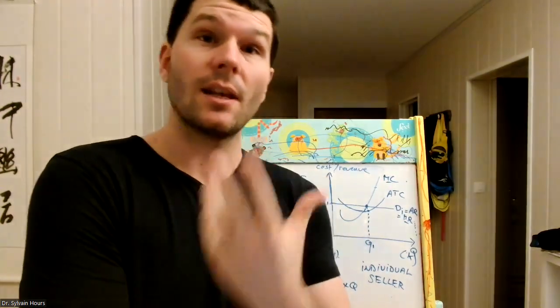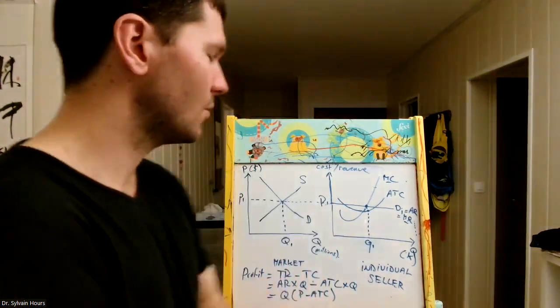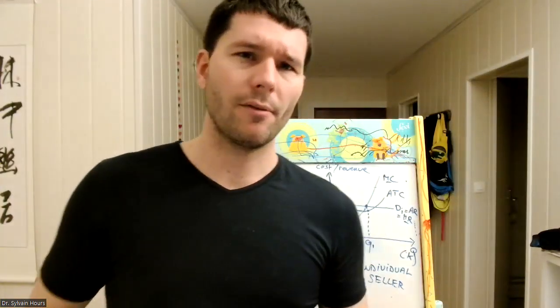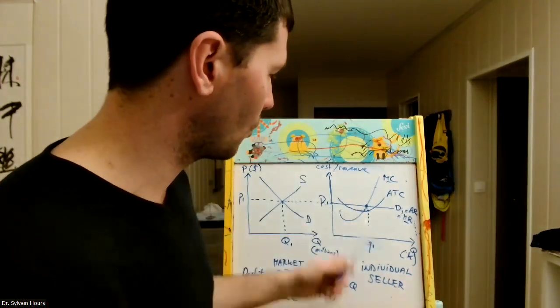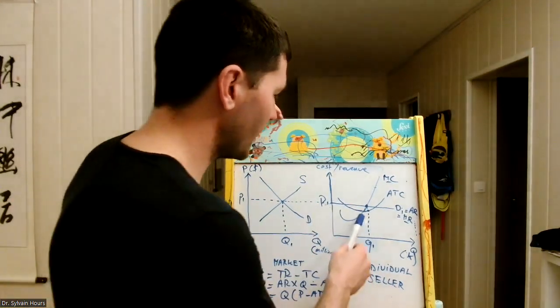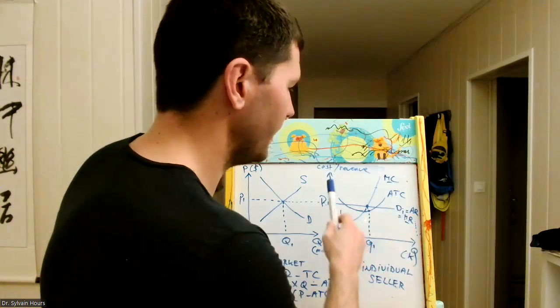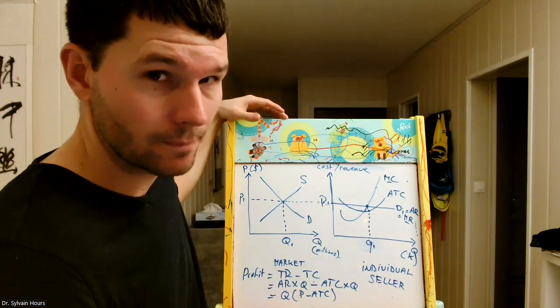And clearly, this entry process is going to stop when all of this abnormal profit is gone, has disappeared, which happens when the price, the market price, is equal to the minimum of the average total cost.